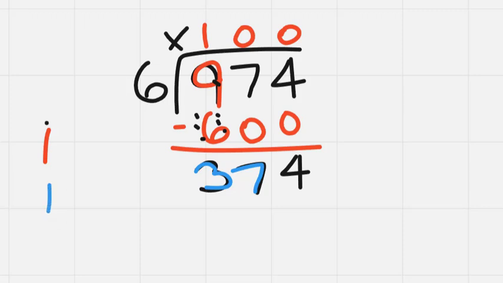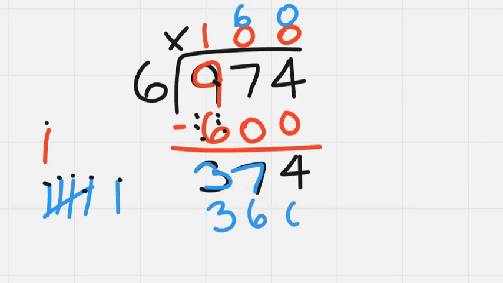Let's count. 6, 12, 18, 24, 30, 36, 42. That's too high, so we stop at 36. That's 1, 2, 3, 4, 5, 6 sixes. We'll put a 6 on top along with a 0, and then we multiply. 6 times 6 is 36. Then we add the 0. Then it's time to subtract.